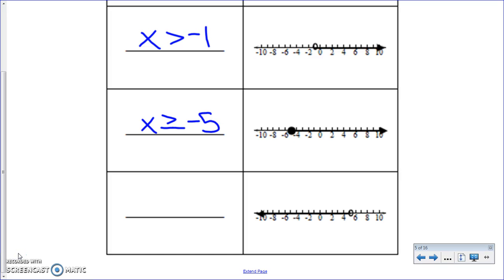For our fourth one here, we have an open circle, so we know it's going to be less than or greater than. And our arrow is going to the left, so we know it's going to be less than. So x is less than. In this case, the circle is on top of 5, so x is less than 5.